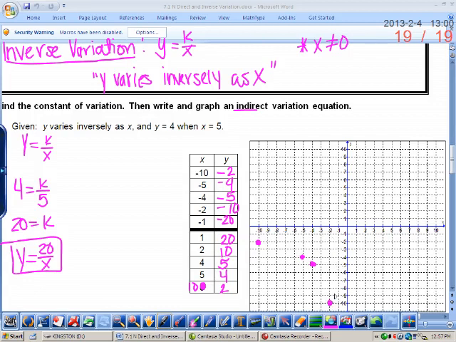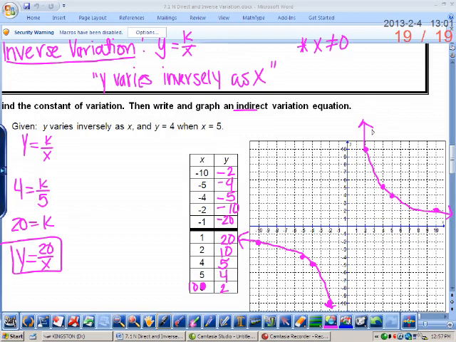So I'm not going to plot the 120 or the negative 20, because that's going to go far off my graph. All right, so here's how we graph this. This graph has 2 pieces. And this shape is the shape of the rational parent function.